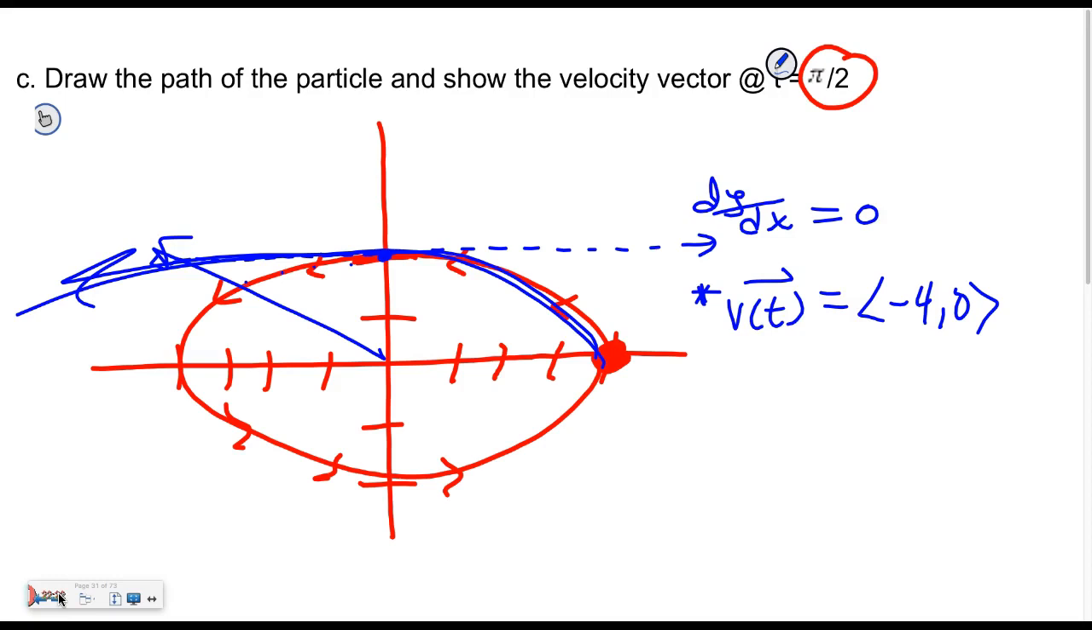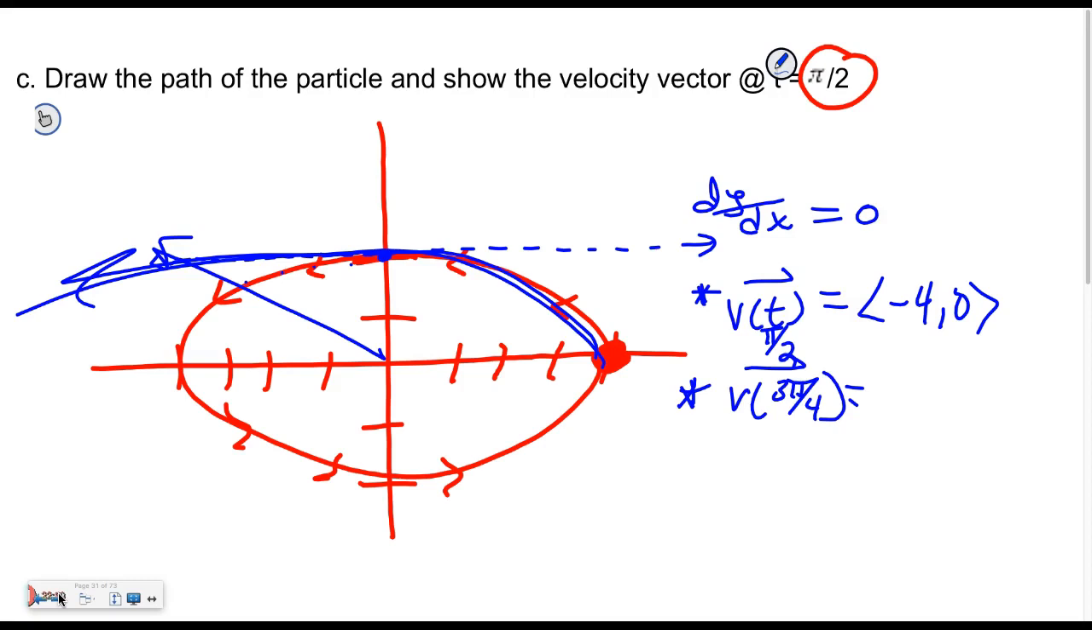Go to 3 pi over 4 and give its velocity. This was at pi over 2. Find the velocity vector at 3 pi over 4. It shouldn't shock you what you're going to get. How do you think it's getting pulled? Down and to the left. Do you think it's getting pulled to the left faster? Look at the shape of it. Or down faster? Look at the shape of the ellipse. If they were equal, it'd be a circle, right?